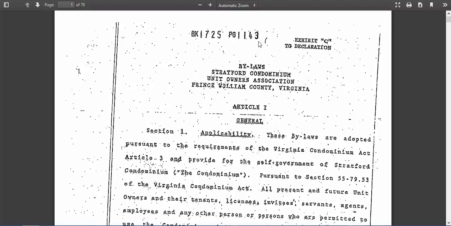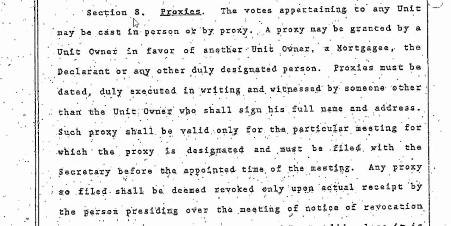Now, the second page reference you'll hear me refer to is right up here. And this is in a PDF viewer. So, right here, we're going to go to page 6, and we're going to go to section 8. Sorry about that. Went one too fast. So, here's page 6, and here's section 8. And it clearly shows proxies. Okay. Now, there's also a section with the Virginia Condominium Act, and that's at 55-79.77, Section D, and we're going to look at that as well.